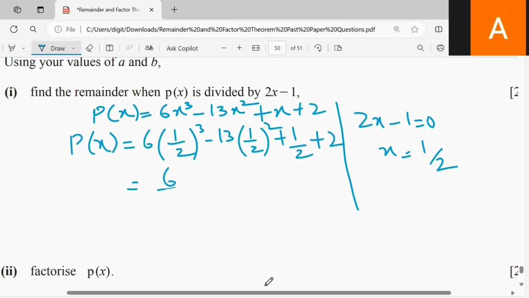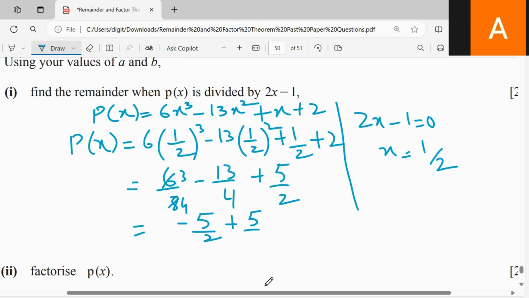So first you find the value of x, which is 1 by 2, and substitute this value here. Now you write 6 by 8 minus 13 by 4 plus 1 by 2 plus 2 is 5 by 2. And then you can write here, this is 3 by 4. 3 by 4 minus 13 by 4 is 10 by 4, which is minus 5 by 2. And minus 5 by 2 plus 5 by 2 is 0. So this is how you can find the remainder when p of x is divided by 2x minus 1.